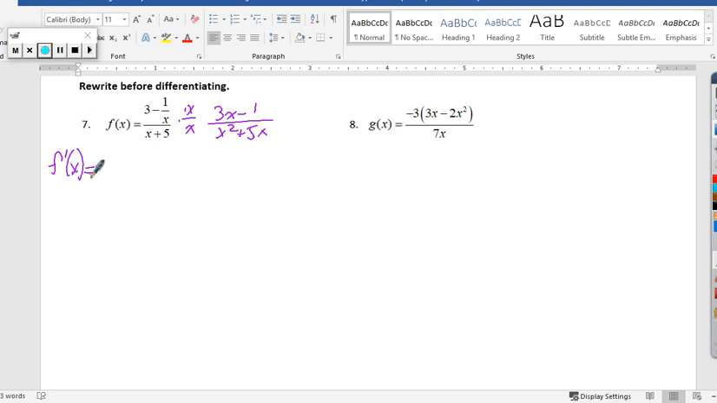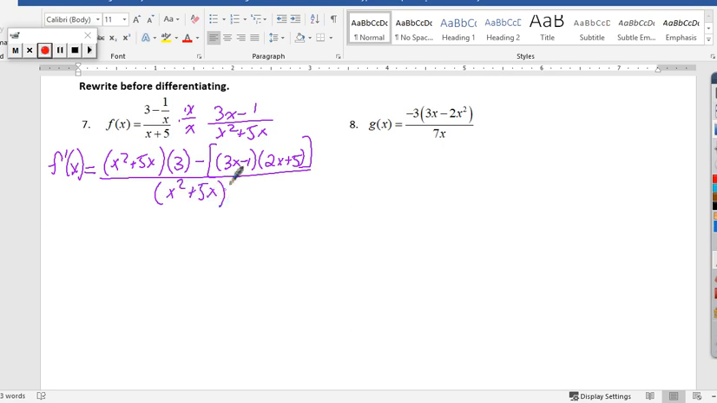So we have f prime of x. It's going to be the bottom term as it is, times the derivative of the top term, which is 3, minus, again, we put that bracket up, the top term, which is 3x minus 1, times the derivative of the bottom term, which is 2x plus 5, and that's all going to be over (x squared plus 5x) squared.